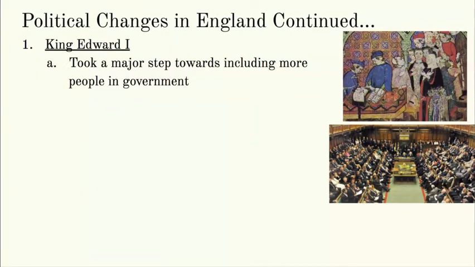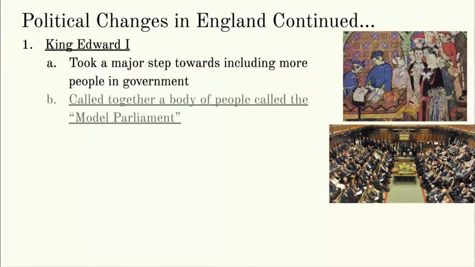So we've already seen people gain power because they have a fair law system that allows them to have laws that everyone follows. We've already seen the king lose power because he actually has to follow the laws within his own country. And now King Edward the First is going to say, okay, we want more people within the government. We don't just want the rich people in government. I want everyone. And so he calls together a group of people called the Model Parliament.